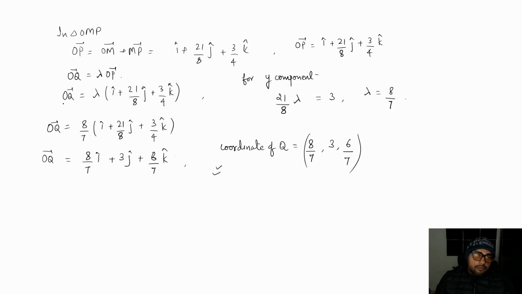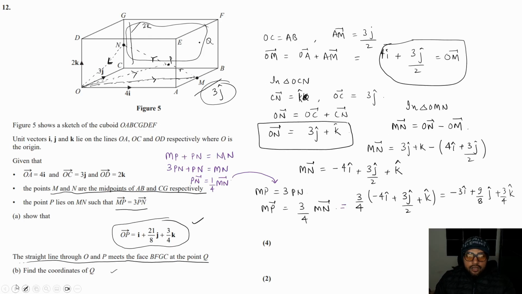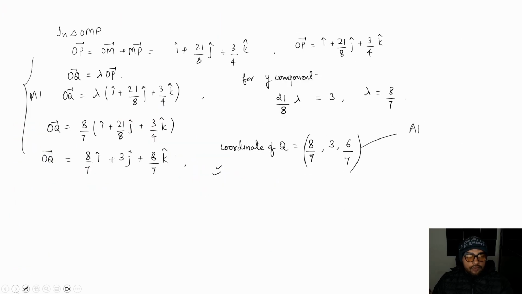For this step we'll get M1 for the method, and for this accuracy we'll get A1. Similarly, for this part also we'll get M1 and A1 for the B1 which we have calculated. And in the first part, the method we are applying is to show the component of OP vector. So this is how the marking scheme of this question will work.